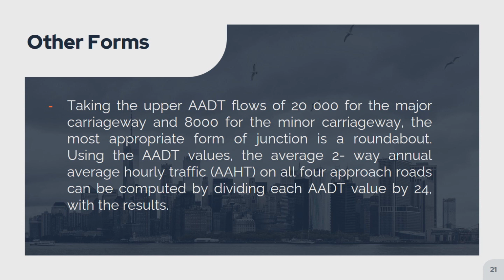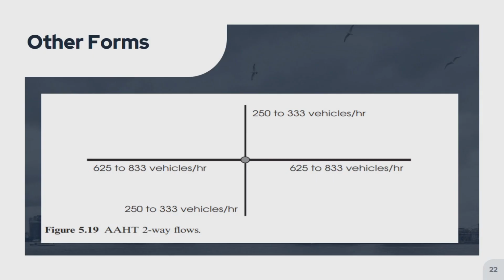Using the AADT values, the average two-way annual average hourly traffic, or the AAHT, on all four approach roads can be computed by dividing each AADT value by 24. With the results, so we have here, the 15,000 to 20,000 on the major lane was divided by 24 in order to get the annual average hourly traffic, and the result is 625 to 833 vehicles per hour. Same as with the minor lane, it was divided by 24 and the result is 250 to 333 vehicles per hour on the annual basis.